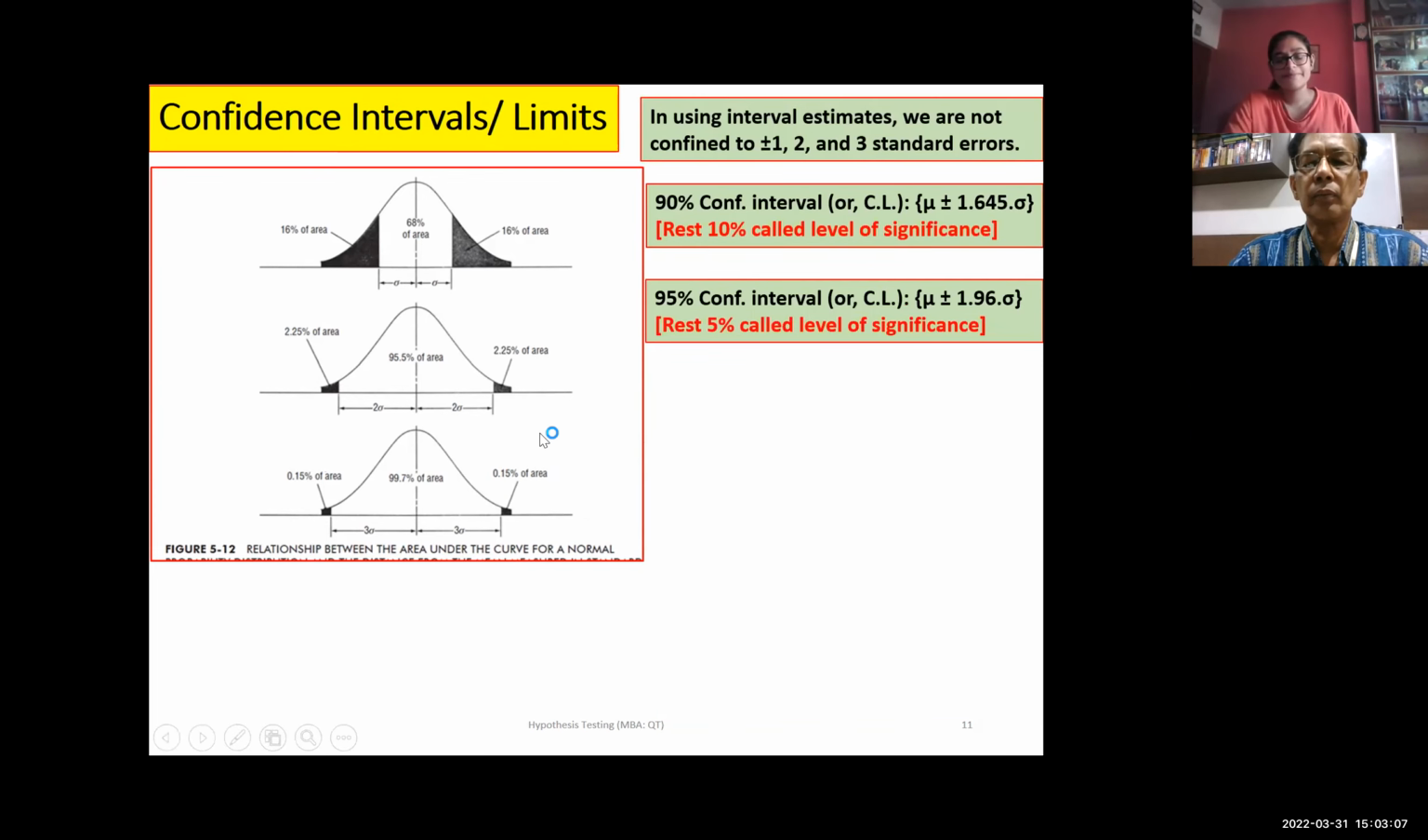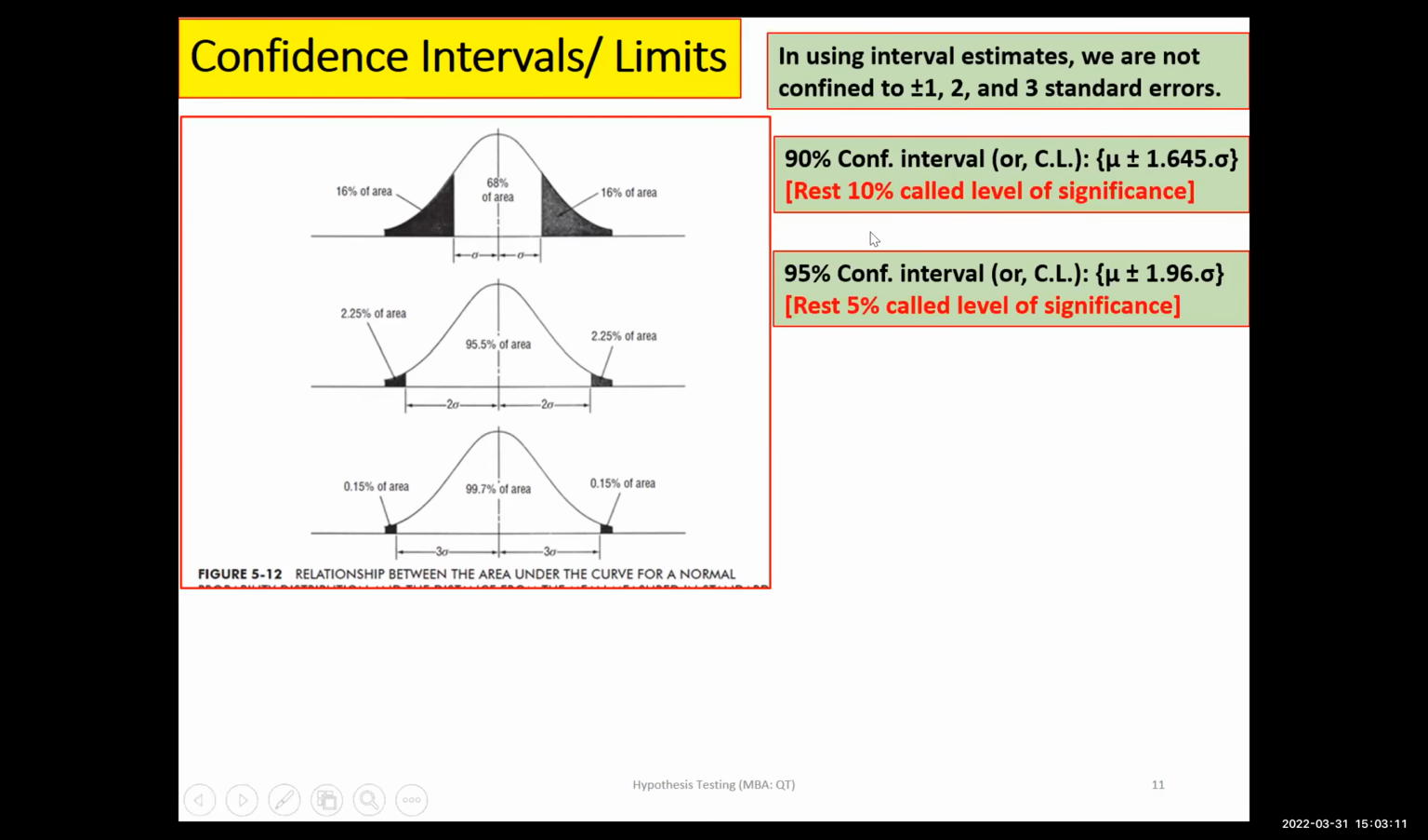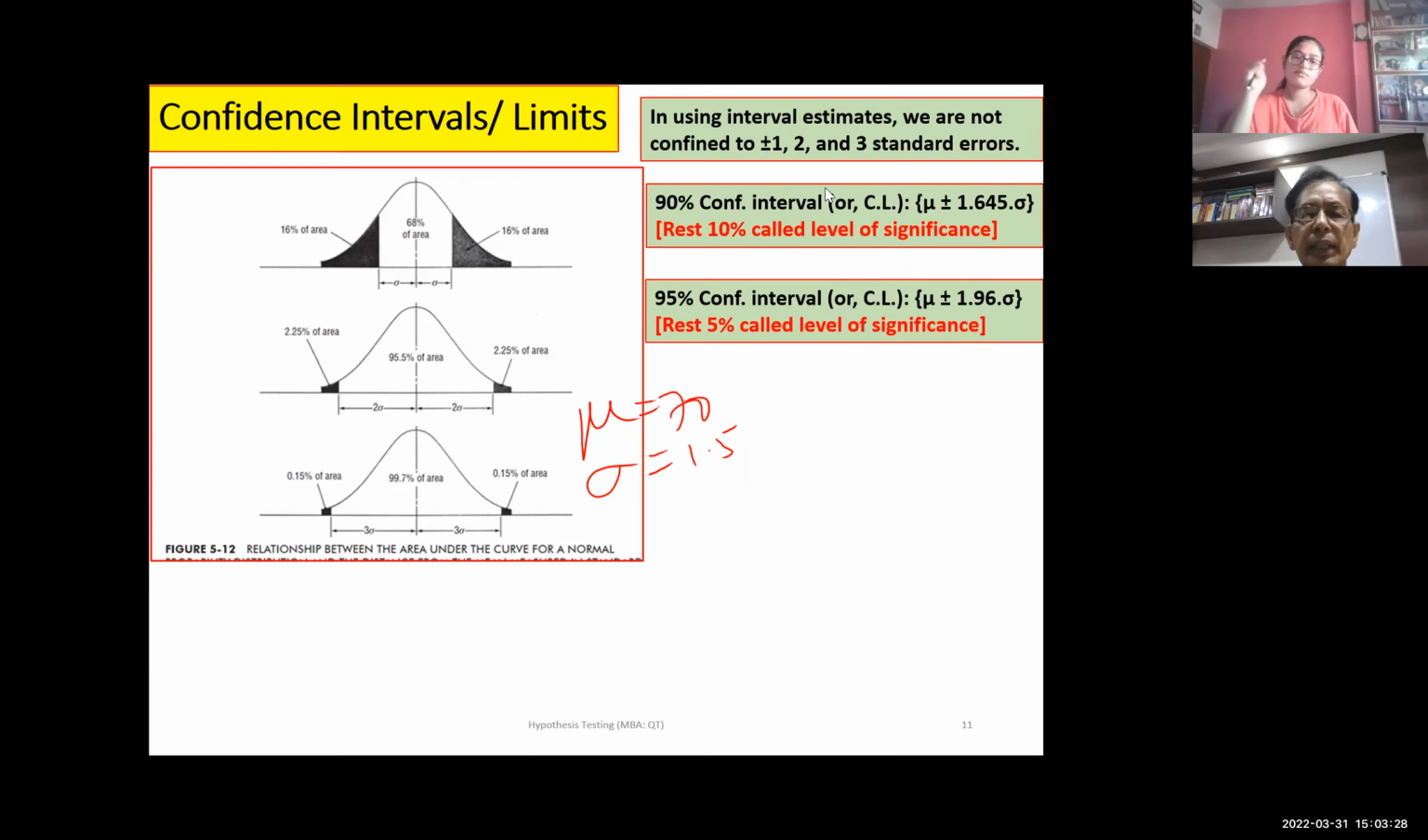See this, suppose you know this: construct 95% confidence limit. You will be given the mean. Suppose the mean is 70 and the standard deviation is 1.5. The question is calculate or construct the 95% confidence limit.